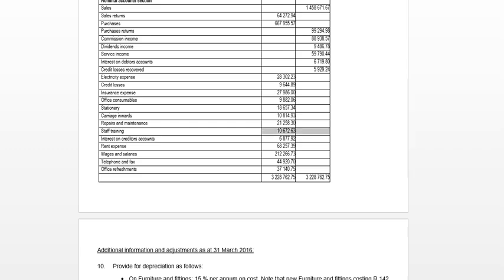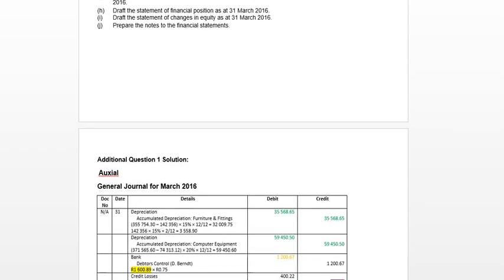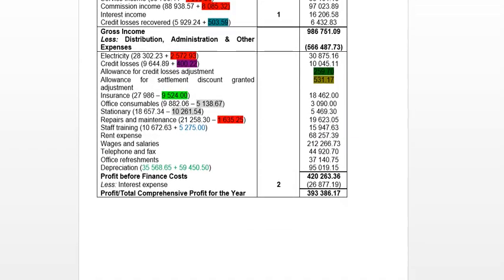Our staff training, there our expense was 10,672.63 cents, but we had this invoice which we received of 5,275, which we haven't recorded yet, so we still owe them money, so our expenses increase by 5,275.276 Rand to get to 15,952. Okay, and then our rent expense, wages and salaries, telephone and office refreshment. There weren't any other adjustments to this, so these amounts you can get just like that in your trial balance.